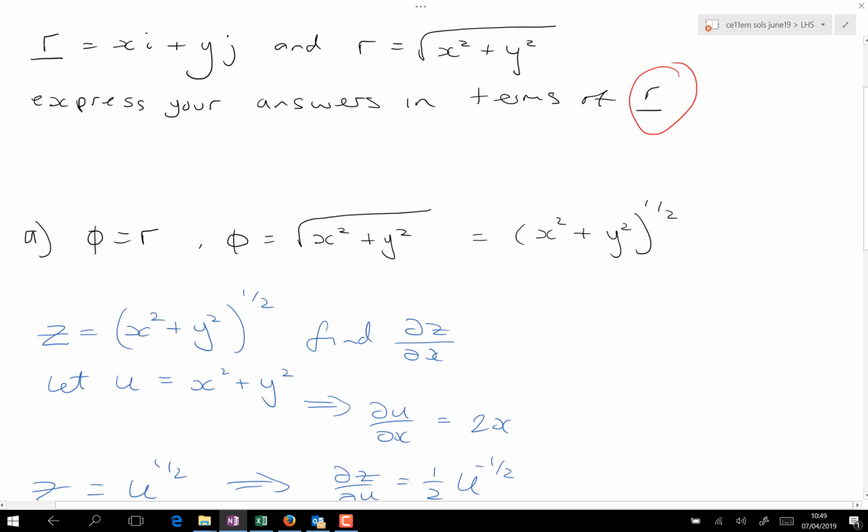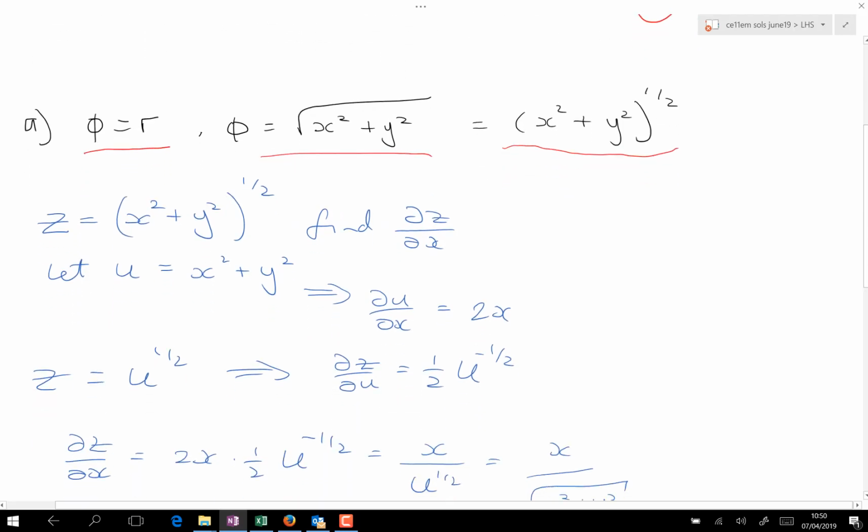So first thing we have is phi is equal to r. But r, of course, as we're told in the question, is just the square root of x squared plus y squared. So phi is just this. Or it might be easy, perhaps, in terms of the calculus we have to do, to think of it as x squared plus y squared to the power of a half. Okay, let's leave the question alone just for a minute, because the bulk of the question is doing partial differentiation.